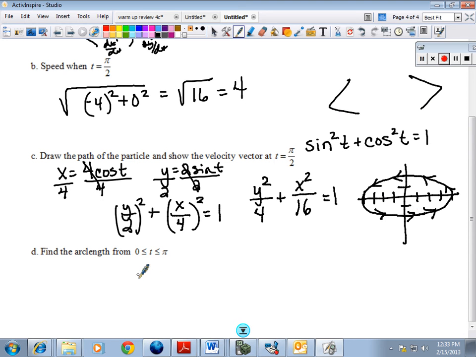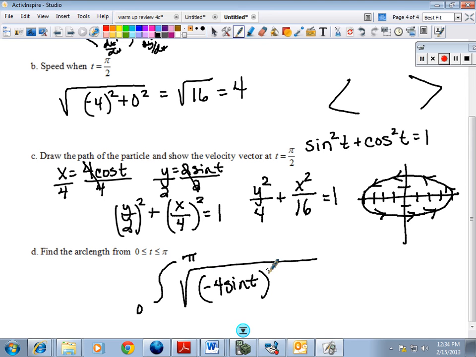And the last thing is the arc length. Well, that's the integral from 0 to pi of the square root of dx dt squared plus dy dt squared. So that's dx dt, negative 4 sine of t squared, plus 2 cosine of t squared, dt. I stick that in my calculator and I get 9.688. Arc length formula, same as parametrics.